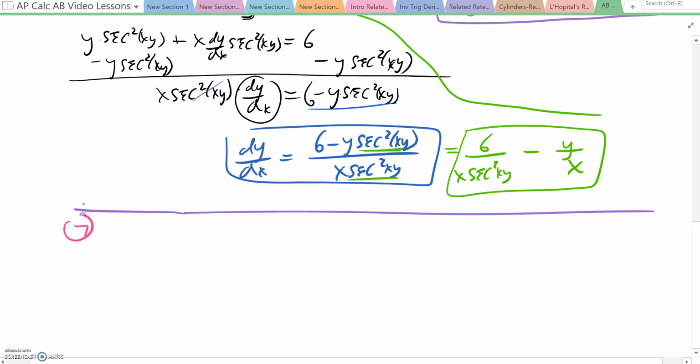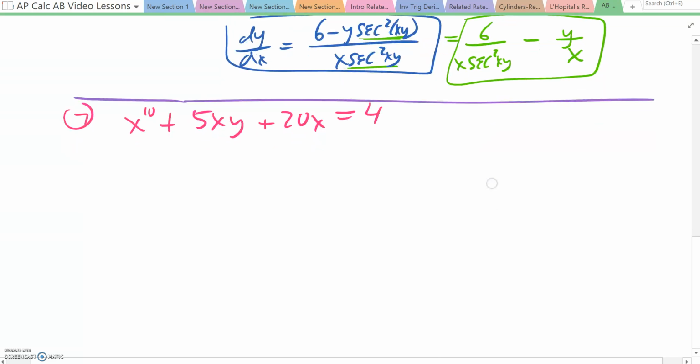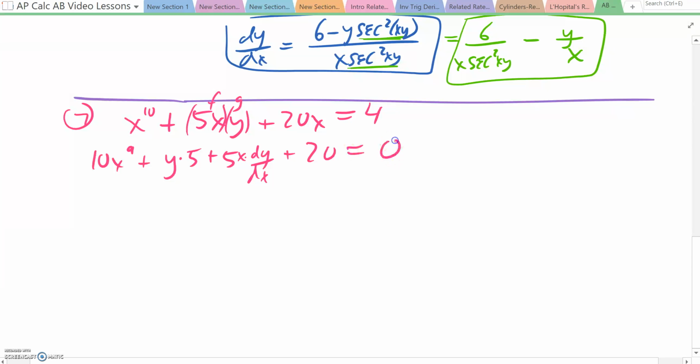Let's go to 7. So number 7, they've given us x to the 10th plus 5xy. I'm seeing a product, plus a 20x equals 4. So we'll start with the simple. We got this 10x to the 9th plus, I'm going to deal with the 5x times the y as an f and a g. So we'll have a g times f prime plus f times g prime. And of course, derivative of 20x is just 20. Derivative of 4 is just 0.